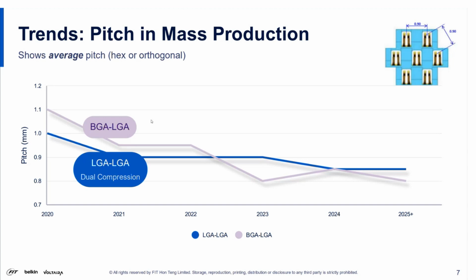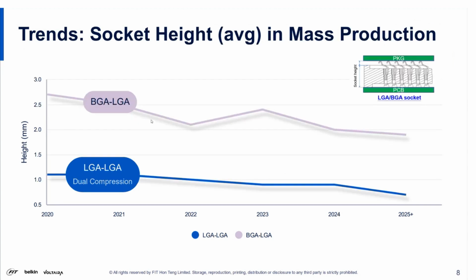But again, we have the capability going below 0.8. Okay. Socket height. This trend, what we talk about here is socket height. The socket height is the distance between the PCB and the package. That would be, in other words, the Z direction signal length.